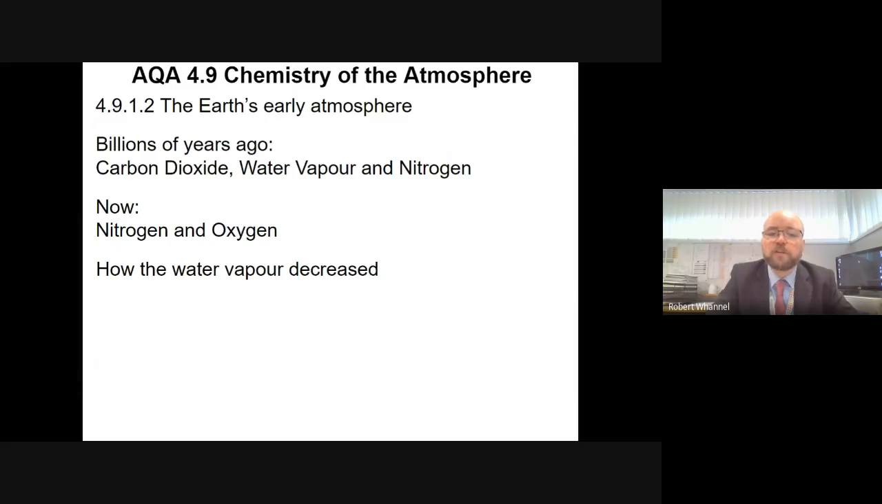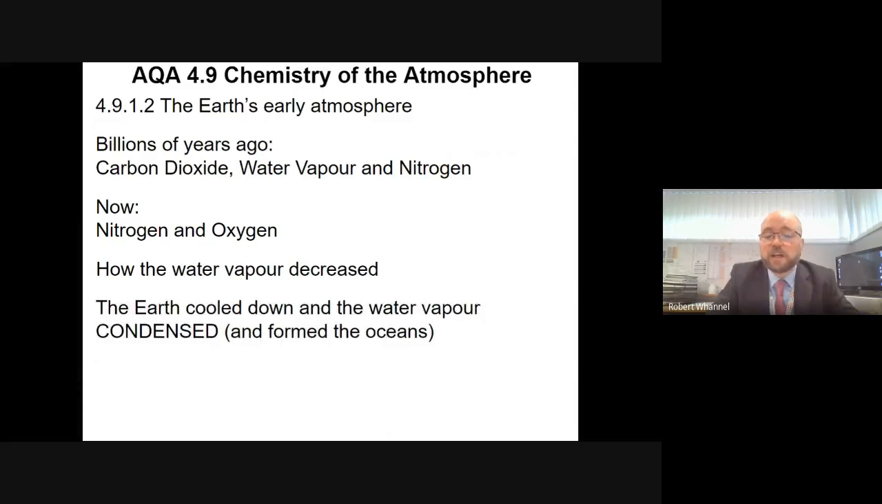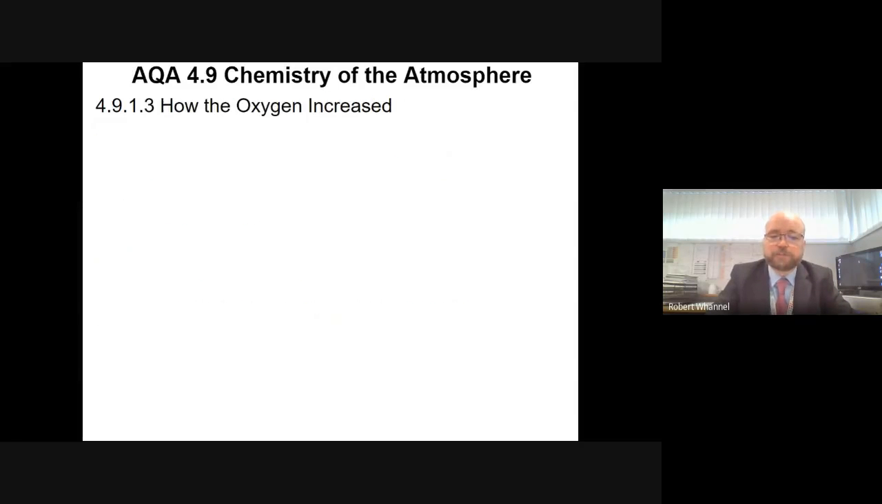First one, where did the water vapor go? Well, as I said before, the Earth is really hot, and of course, now it's really not. The Earth cooled down, and the keyword, I'm going to put the keywords here in capital letters. These are what you need to make sure you include to get all the marks, particularly if there's a 6-mark question. So the Earth cooled down, and what happened is the water vapor condensed. It went from being a gas to being a liquid, and that's where the oceans came from. All the water vapor that was in the atmosphere condensed, and we have liquid water.